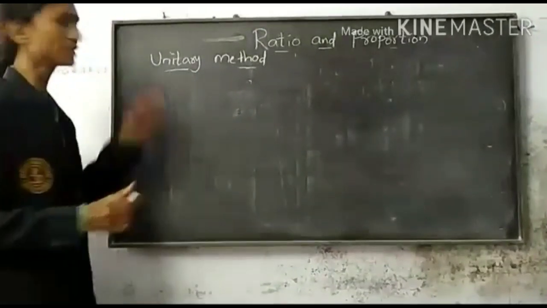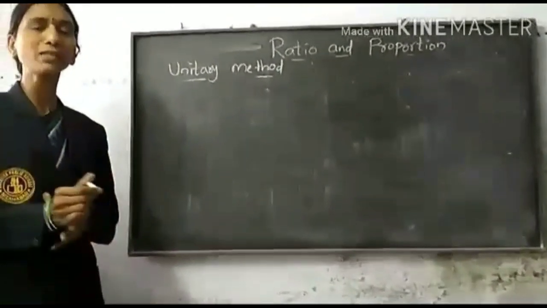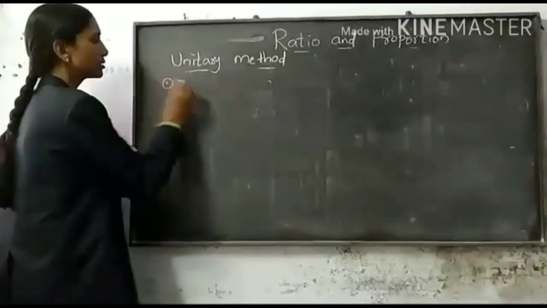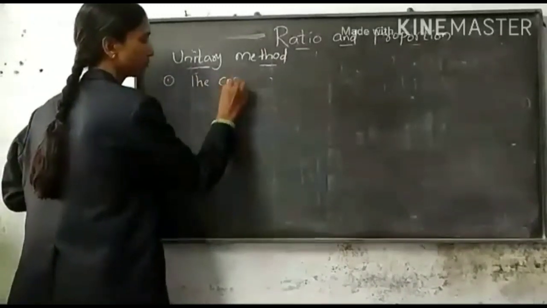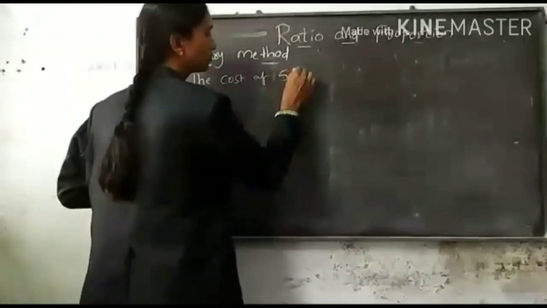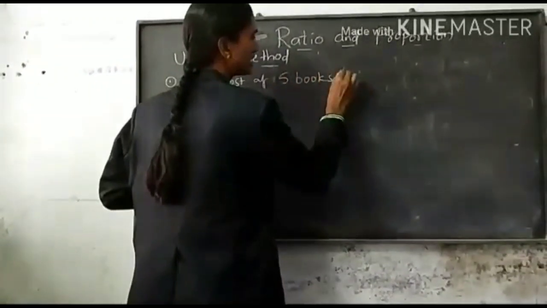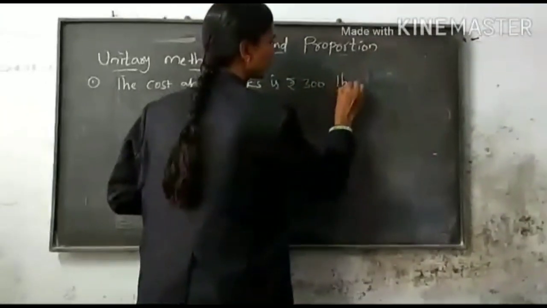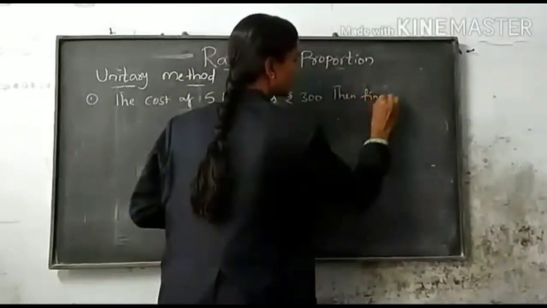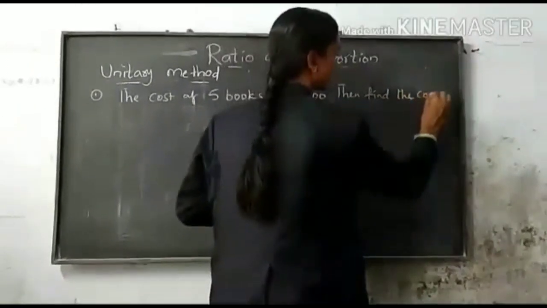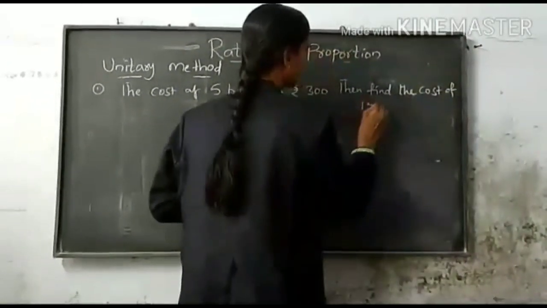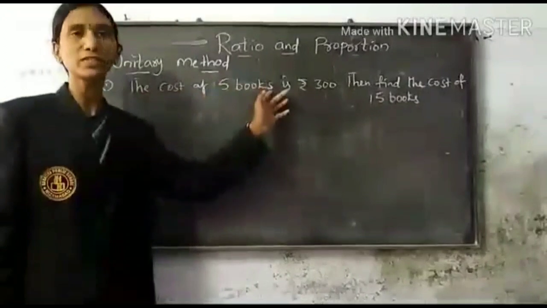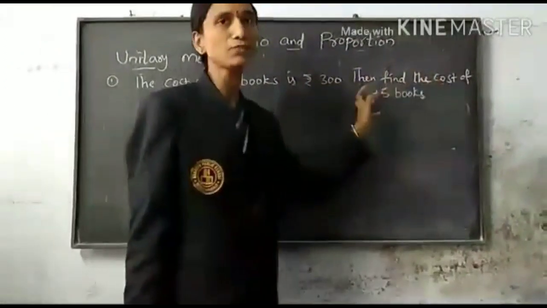Now in this method, first we will find the value of one unit and then we will find the required number of values. So for example, the cost of 5 books is rupees 300. Then we have to find the cost of 15 books. Here the cost of 5 books is given as rupees 300, and we have to find the cost of 15 books.